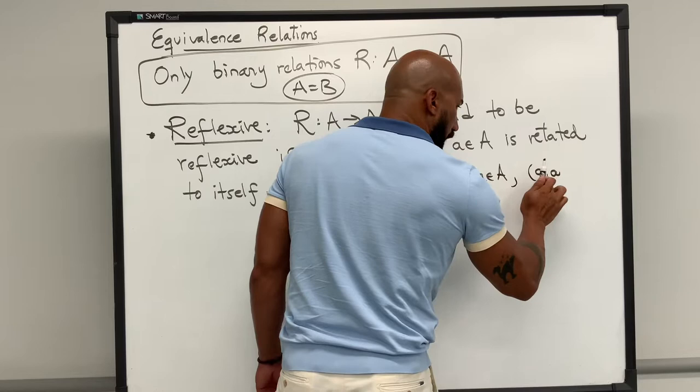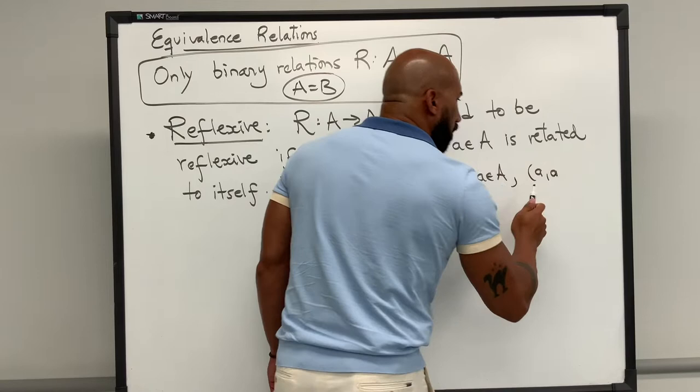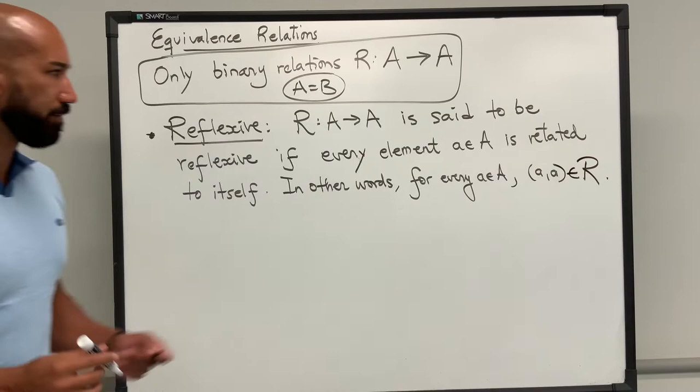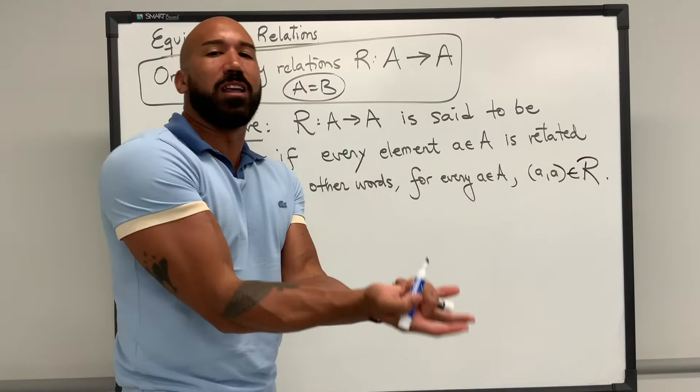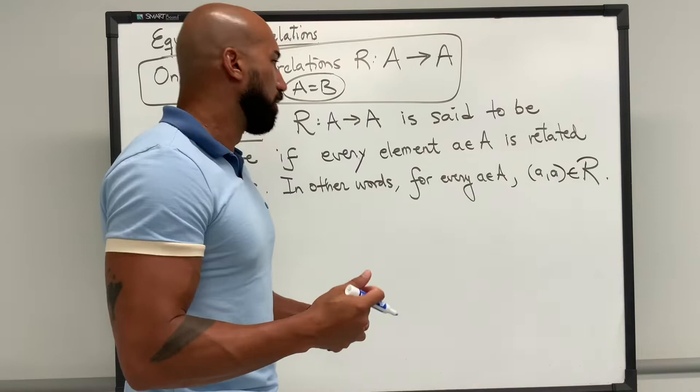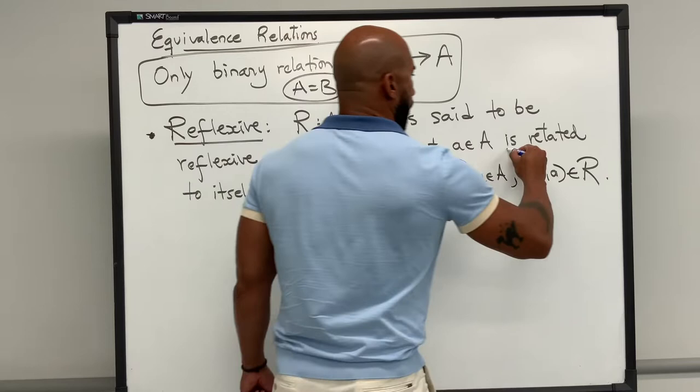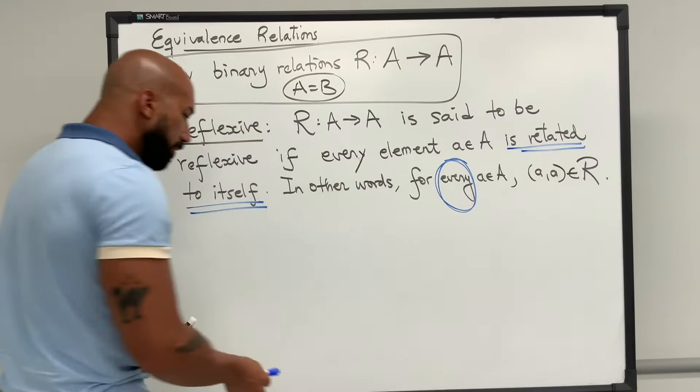Sometimes in my handwriting I'm changing a little bit the font, but it is exactly the same element in that pair. Okay? That's reflexive. It's not that we can find one element in A or two elements in A that are related to themselves, respectively. It's that every single element in A is related to itself. All right. So, let me give you an example.